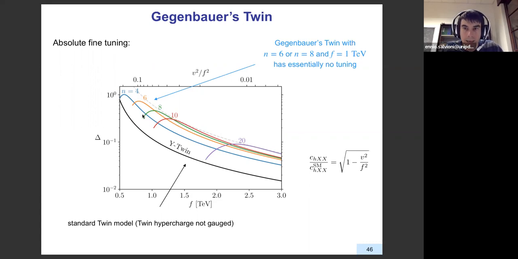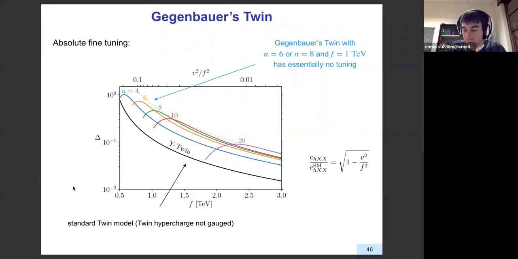So this is the bottom line. In this case, it can work, because of course already the tuning of the standard twin Higgs is pretty good. We have about 10% for one TeV. Here, this factor of 4 or 5 that we gain brings it to be fully natural. That's the summary.